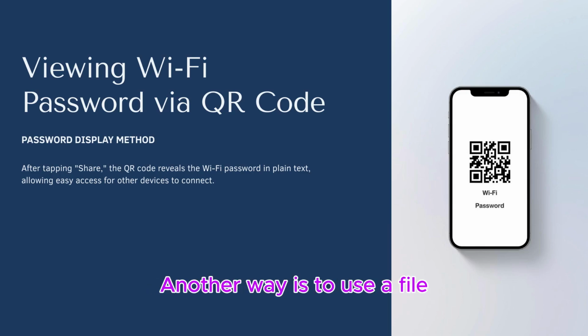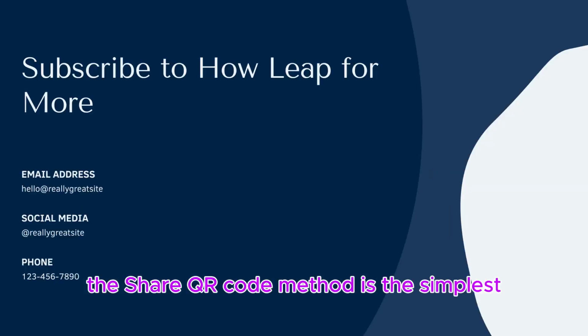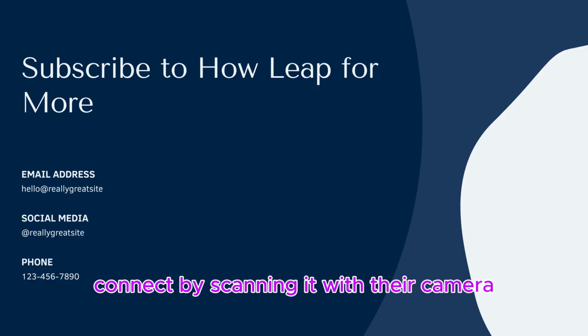Another way is to use a File Explorer app with root access, but that is more complex and requires a rooted device. For most users, the share QR code method is the simplest. You can also use this QR code to let another device connect by scanning it with their camera.